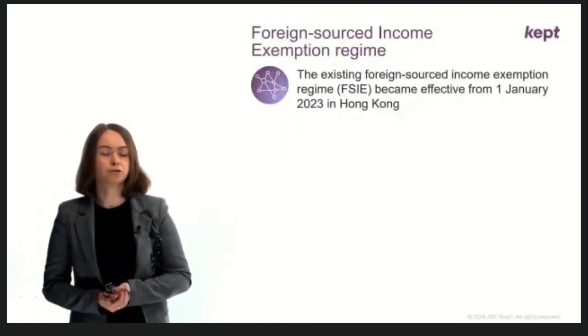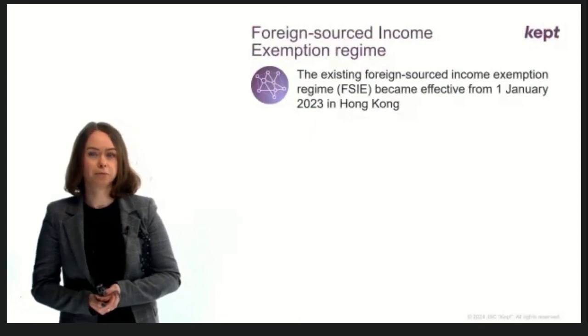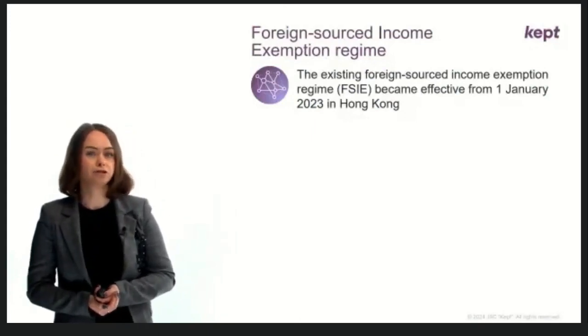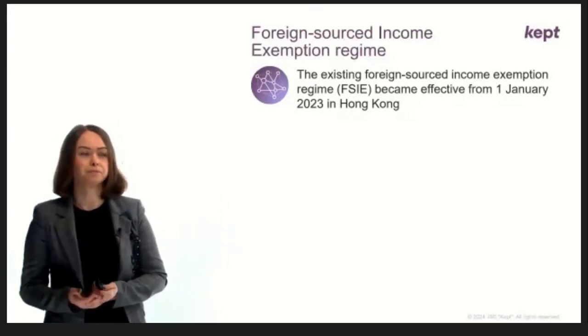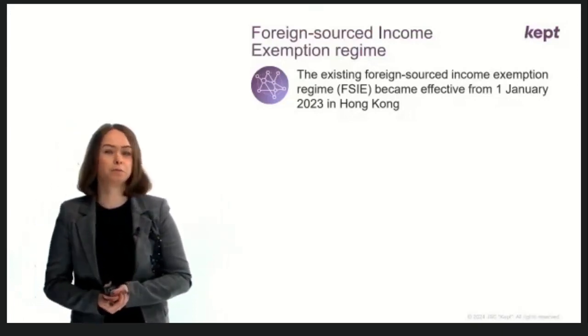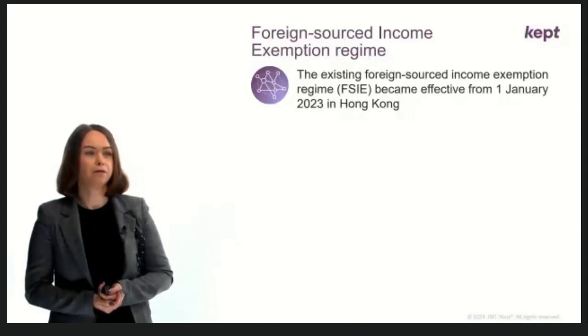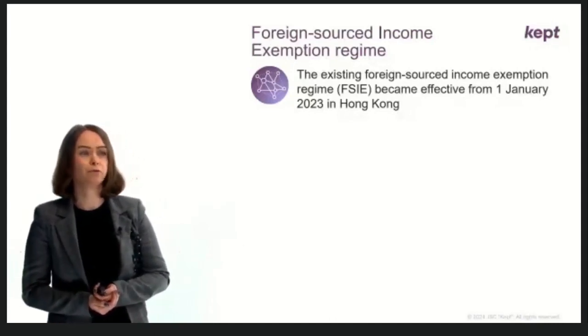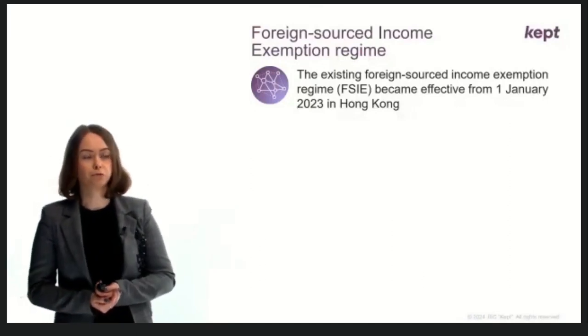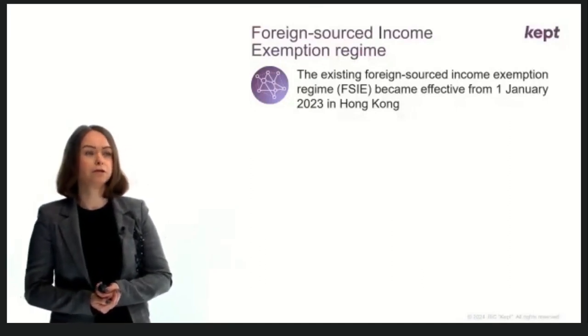This country is often used by multinational companies in international structuring, and that's why Hong Kong should be given special attention. The first topic that we will cover is an overview of the new tax regime, namely the foreign sourced income exemption regime.